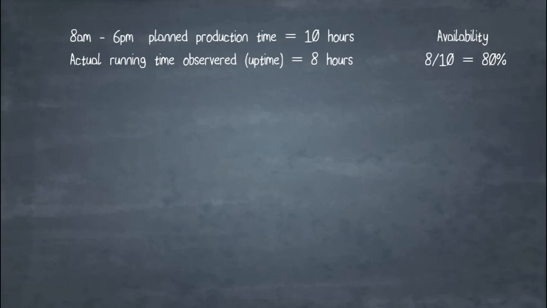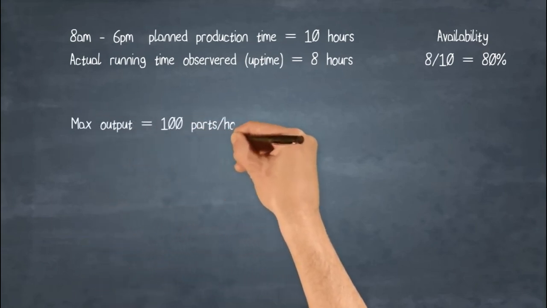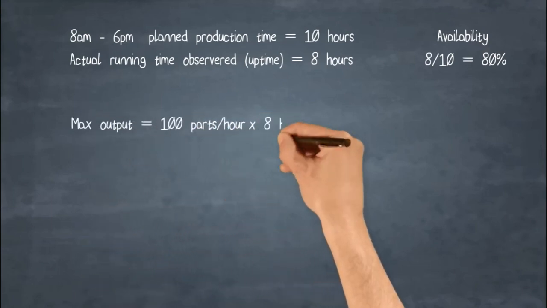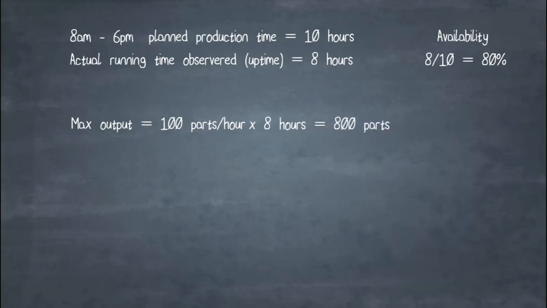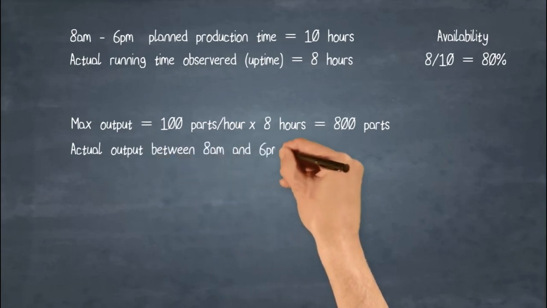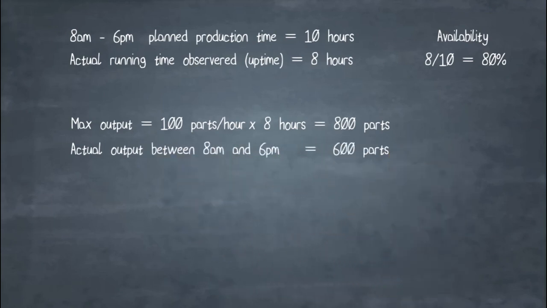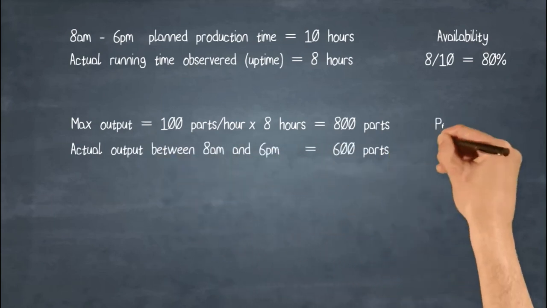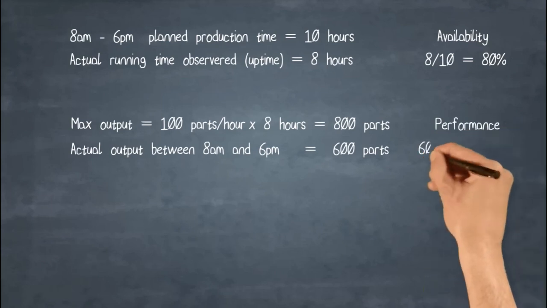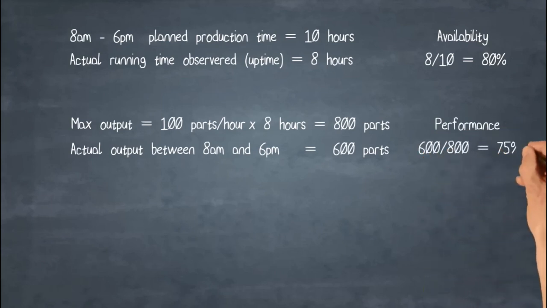Now let's say the maximum output for this machine is 100 parts an hour. So over 8 hours you'd expect to get 800 parts, but that's if the machine was running flat out. When we don't actually see this, we only actually end up seeing 600 parts. We use the expected output and the actual output to calculate the performance, which is 600 over 800 or 75%.